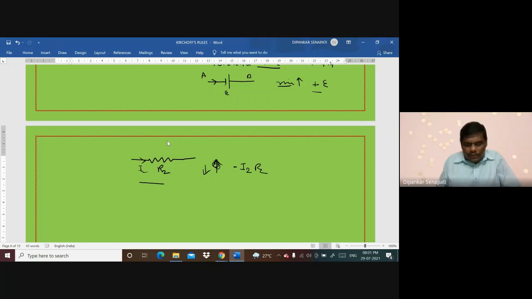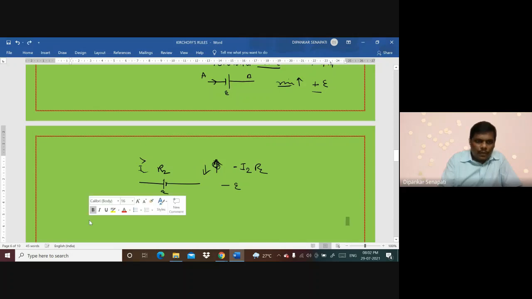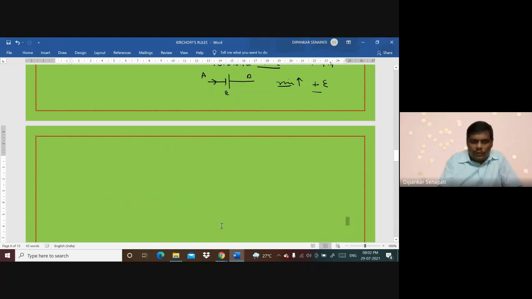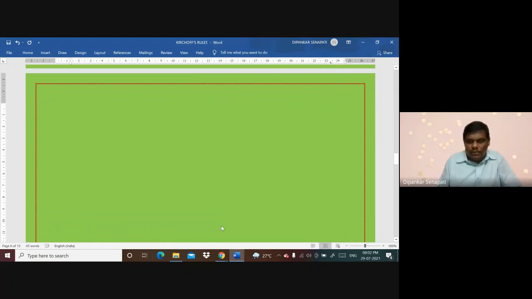Similarly, if we come across a cell like this, positive to negative means you are falling down, and again you can write negative E. Okay, so this is what rise and fall in potential is. Now we have to apply all this concept to solve a simple problem. Let us write equations on the basis of Kirchhoff's second rule.